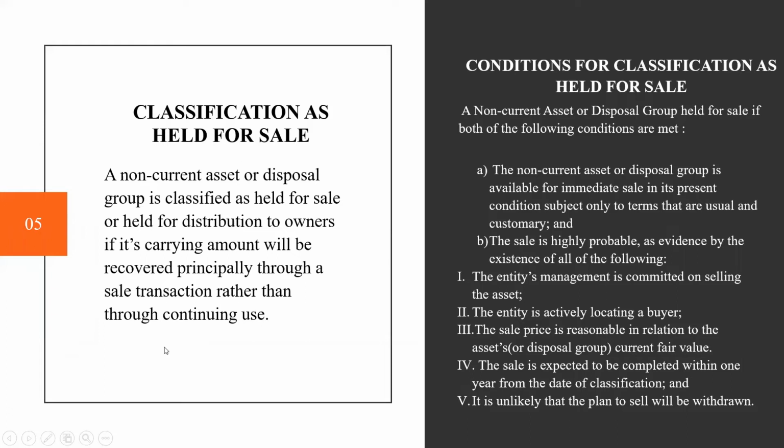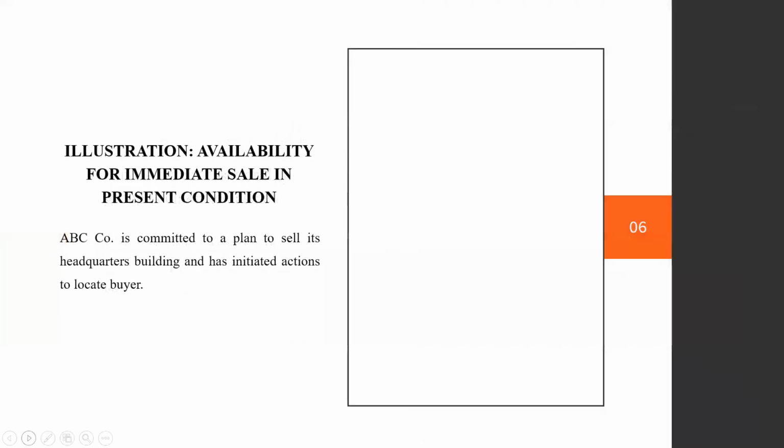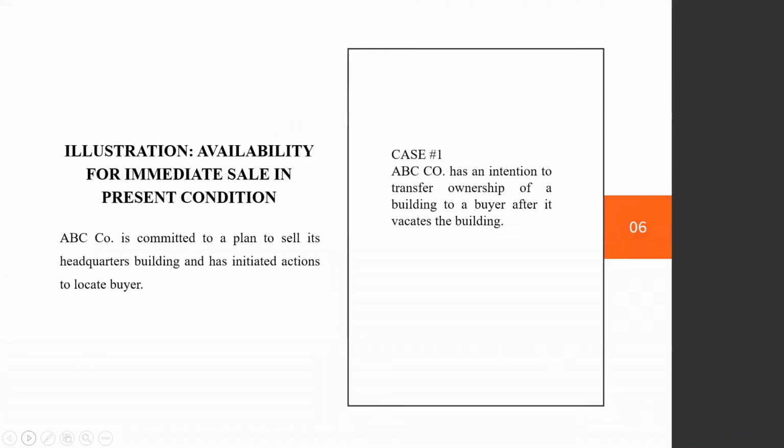Next, illustrations naman. This is the illustration for availability for immediate sale in present condition. ABC Corporation is committed to a plan to sell its headquarters and has initiated actions to locate a buyer. Ang case 1, ABC Corporation has an intention to transfer ownership of a building to a buyer after it vacates the building. Ang analysis dito is, yung building ay makaklassified pa rin siya as non-current asset held for sale.